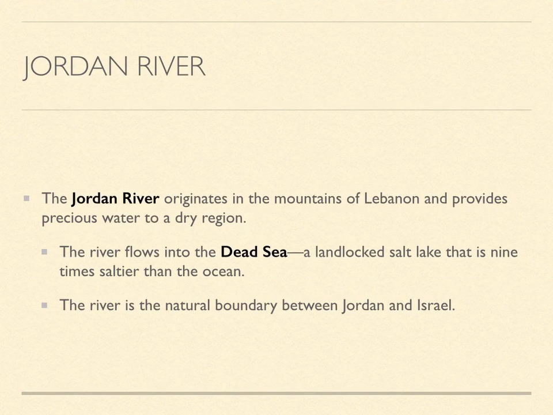Jordan River. The Jordan River originates in the mountains of Lebanon and provides precious water. The river ultimately flows into the Dead Sea, which is a landlocked salt lake that's 9 times saltier than the ocean itself. The river acts as a natural boundary between Jordan and Israel.